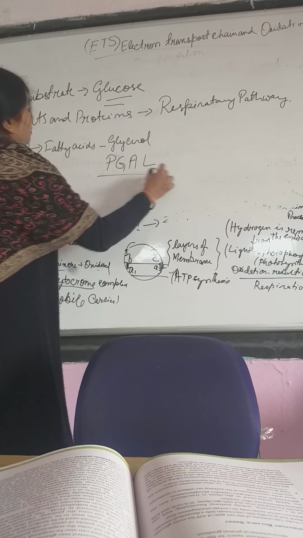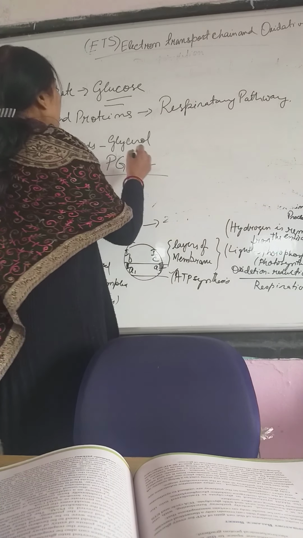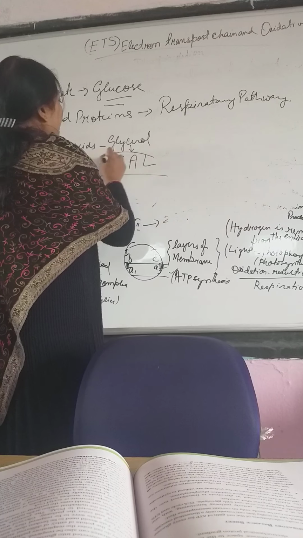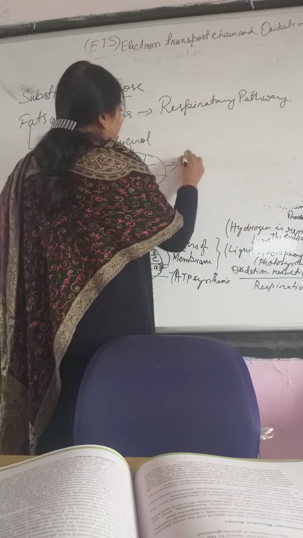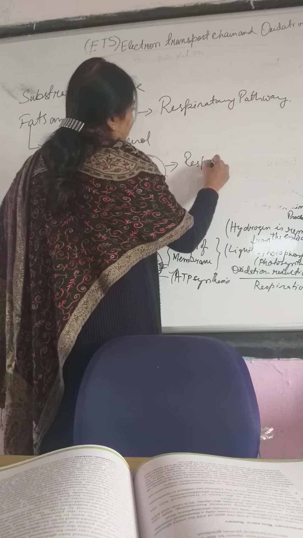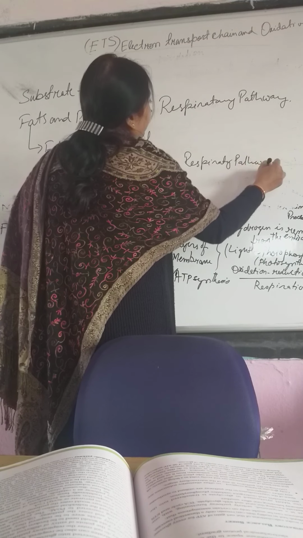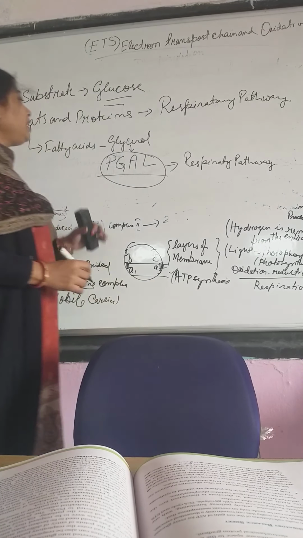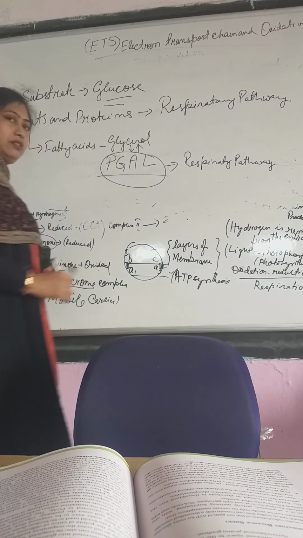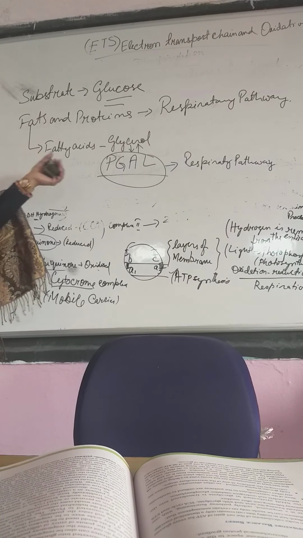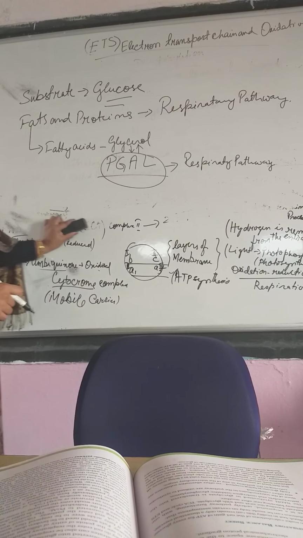Now this glycerol ultimately gets converted into PGAL. That means what? Phosphoglyceraldehyde. So this PGAL has to enter the respiratory pathway. But when the organism requires the glycerol, it can reverse back. This can be again converted into glycerol. Okay, clear?